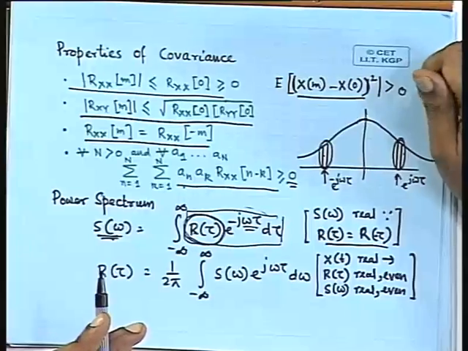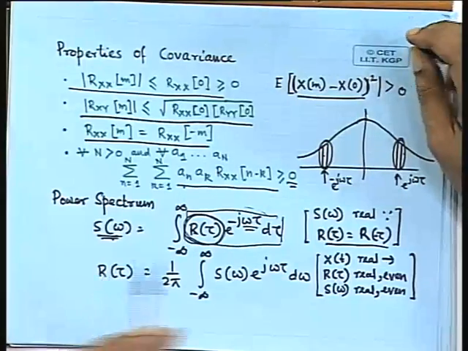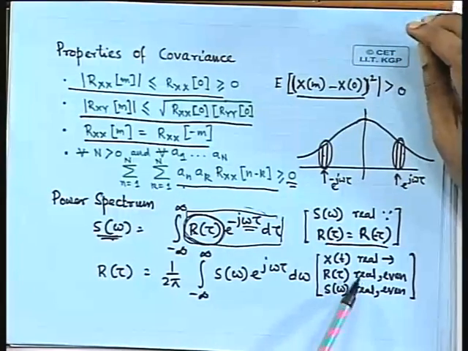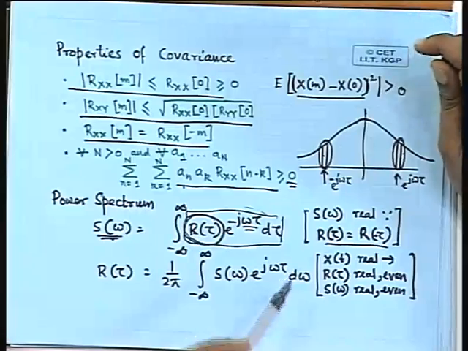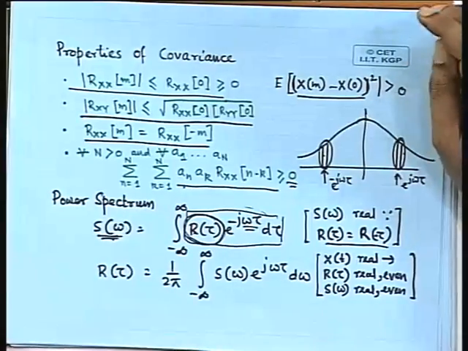On the other hand, if xt is real, it will be an even function. Definitely an even function, because e to the power minus j omega tau will be equal to cos omega tau minus j sin omega tau. Now the sin omega tau term will get cancelled. So what will remain is only cos omega tau. So cos omega tau is an even function. Correct? So this is fine.